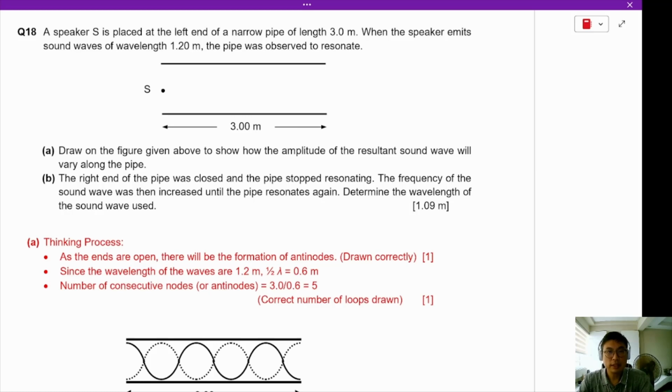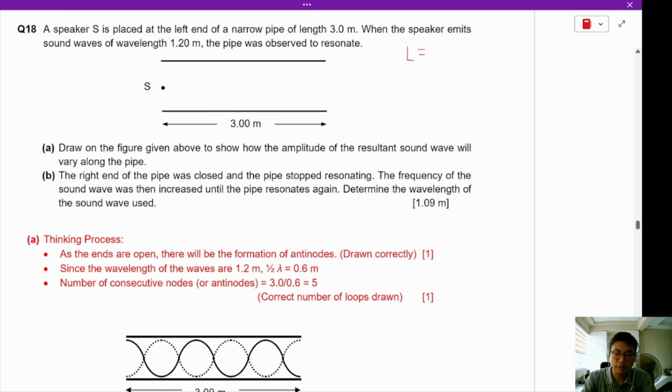Okay, so 3 meters and 1.2 meters, let's find out how many wavelengths are there along the pipe. So L is 3 meters, wavelength is 1.2 meters, therefore the length L would be 2.5 wavelengths. Now, we're not going to write 2.5 wavelengths. Instead, we'll write 5/2 wavelength. Now, this tells us that it's going to be the 5th harmonic. Okay, the 5th harmonic. So how do we write the 5th harmonic?